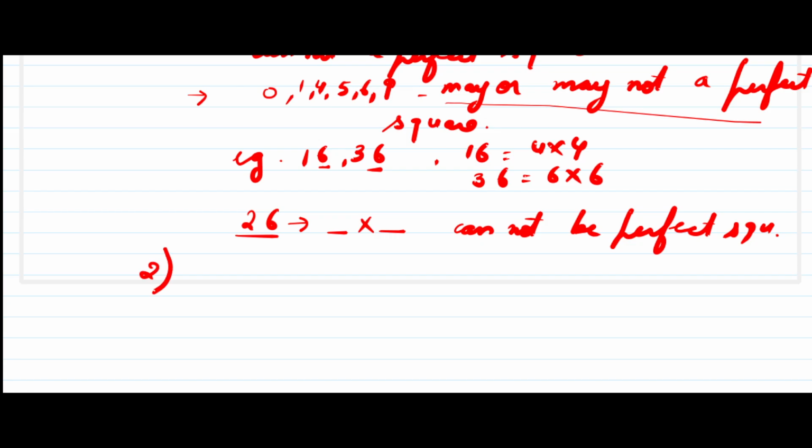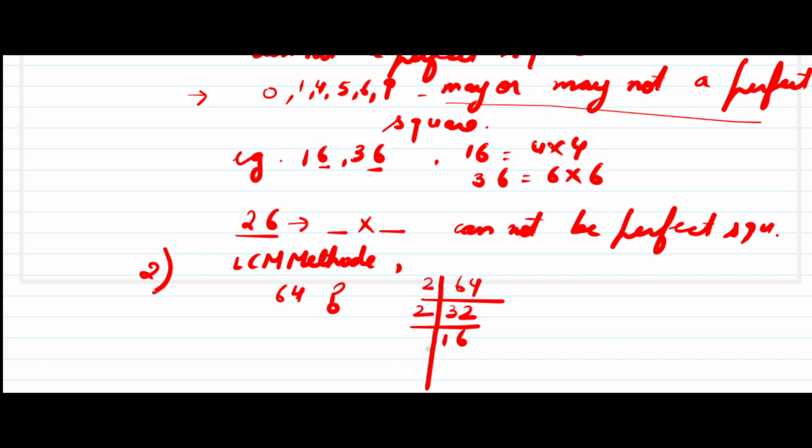The second thing that you need to remember is, in this figure it out firstly, we will use the LCM method to figure out whether the given number is a perfect square or not, right? So let's take an example of 64. I need to find out whether 64 is a perfect square or not. I will use the LCM method for this. I'm doing it quickly.